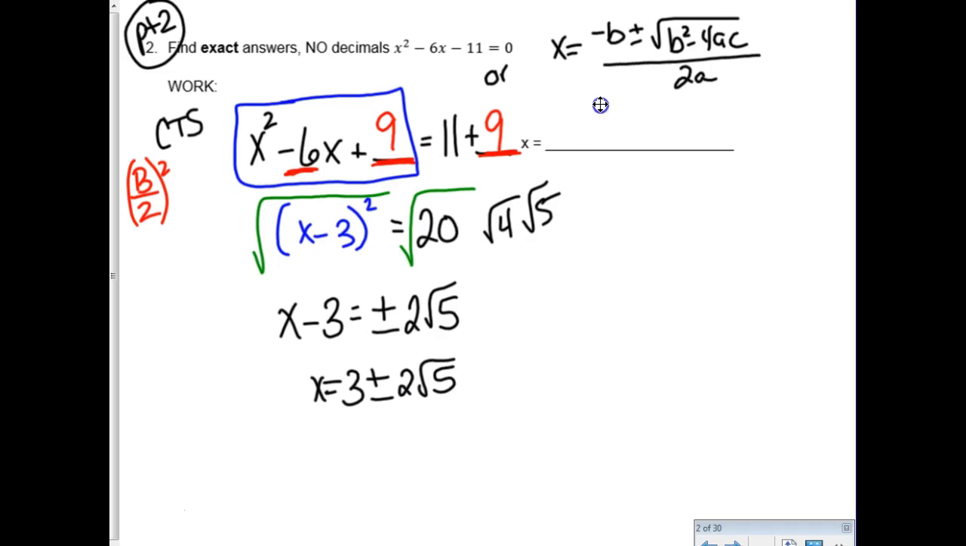Those are where you're getting both solutions. And I would just leave it like that. You don't have to separate them. I mean, if you want to get fancy, and you want to say 3 plus 2 square roots of 5 and 3 minus 2 square roots of 5, that's fine.